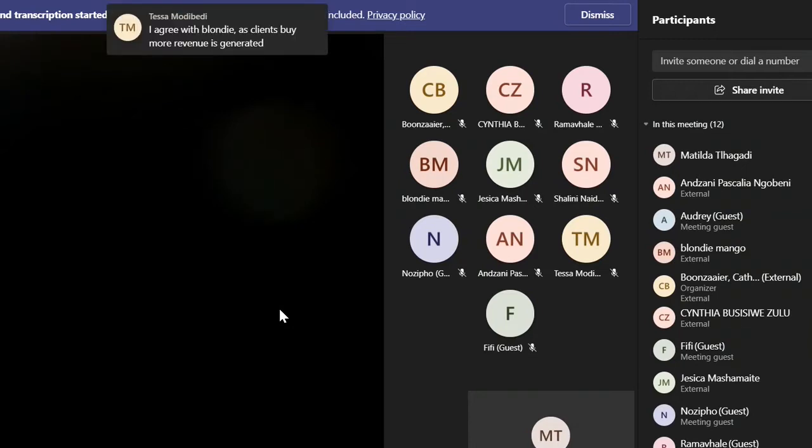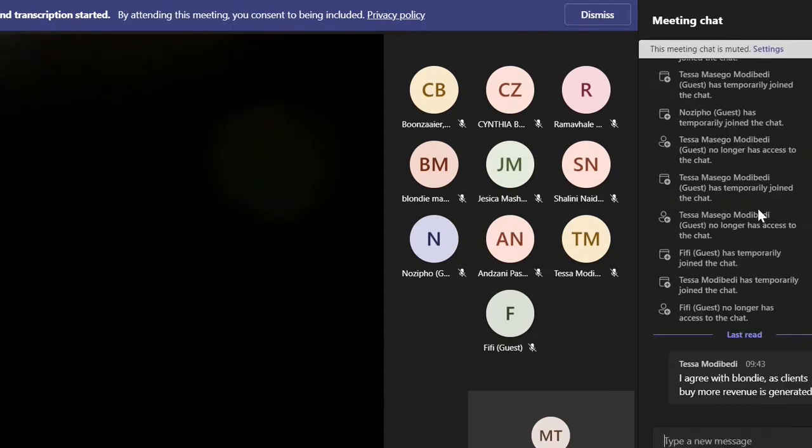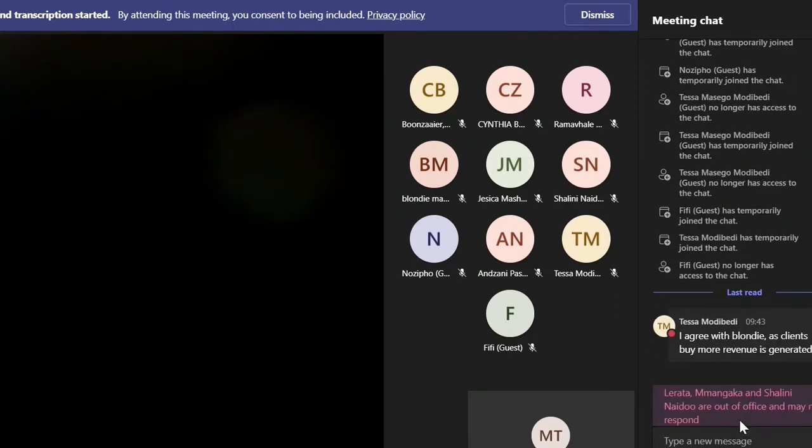Oh, I think I can see my chats. Yeah, I can see my chats now. Tessa is saying, I agree with Blondie, as the clients buy, more revenue is generated. Yes. So guys, if your clients or customers buy from you, there's more customers coming and buying from your business. They are increasing your revenue.